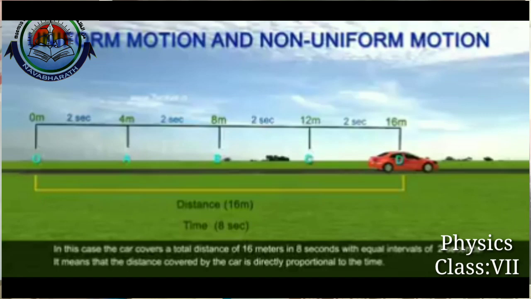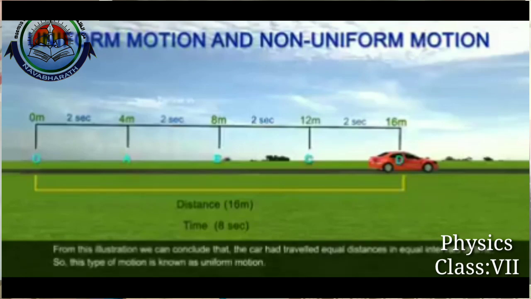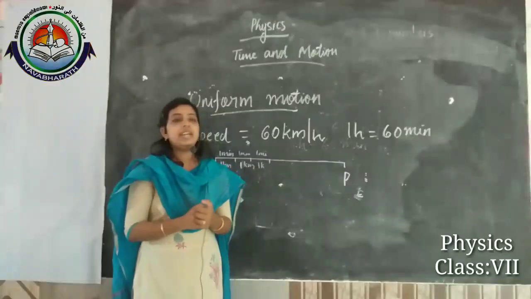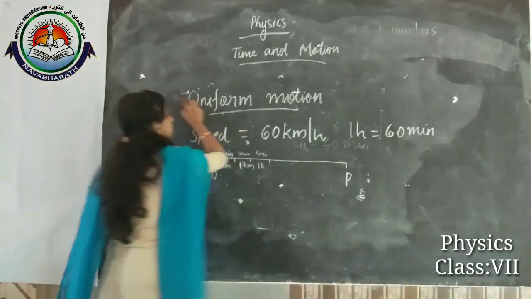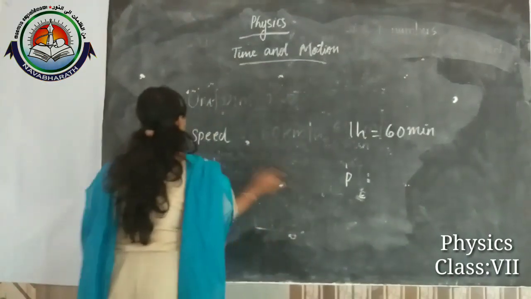From this illustration we can conclude that the car had traveled equal distance in equal interval of time. Which is the equal distance? 4 meters it covers in 2 seconds. Like this, each and every time interval it covers equal distance, right? So this is also an example of uniform motion. Okay, now we can discuss the non-uniform motion.